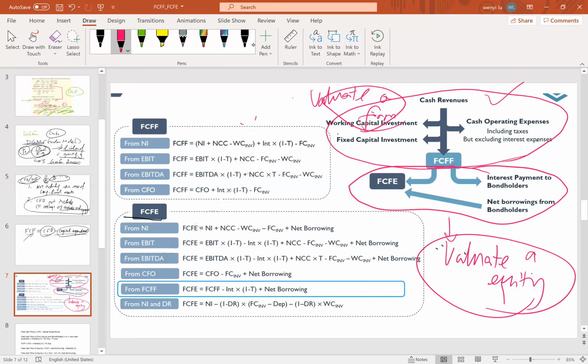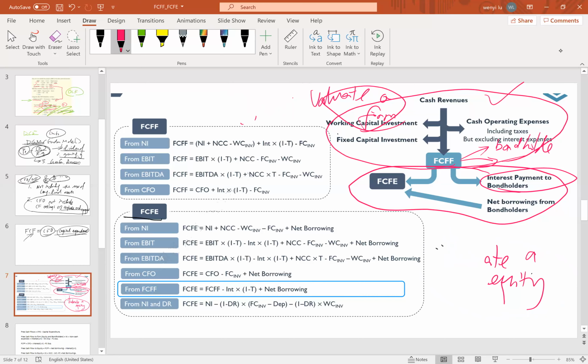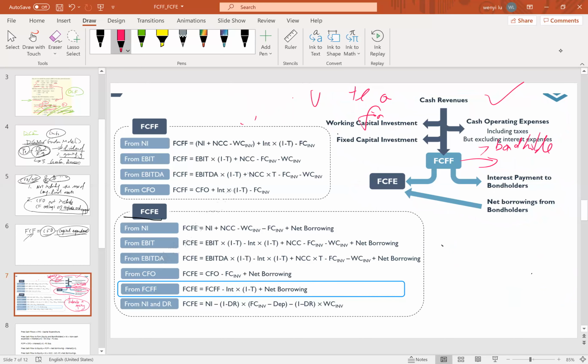these free cash flows to the firm are also for bondholders. It's not purely for shareholders. So we must take the interest payment to the bondholders out. What remains will be the cash flow available to the equities. But at the same time, when paying the equity holders, you can raise new equities, or new borrowing from the bondholders.